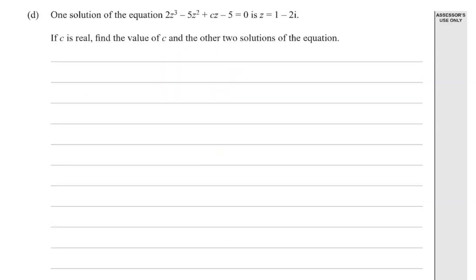Okay, part D, we've got an equation and one of the roots. Now this is a cubic equation. That means we'll have 3 roots altogether. So we need to find the other 2 solutions. Now the first one's pretty easy. If you're told one root that's complex, the first root that you can find straight away is the conjugate, because if you've got a complex root, its conjugate is also a root.